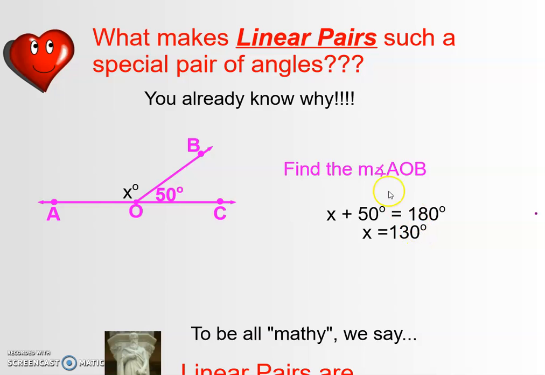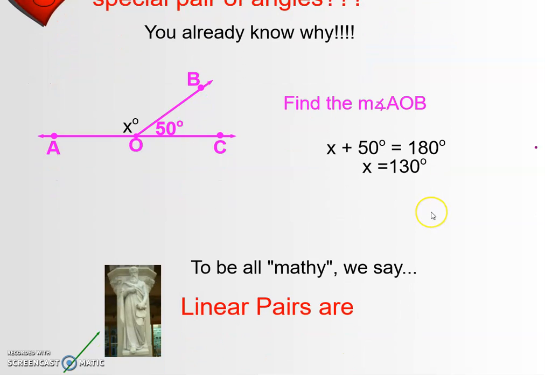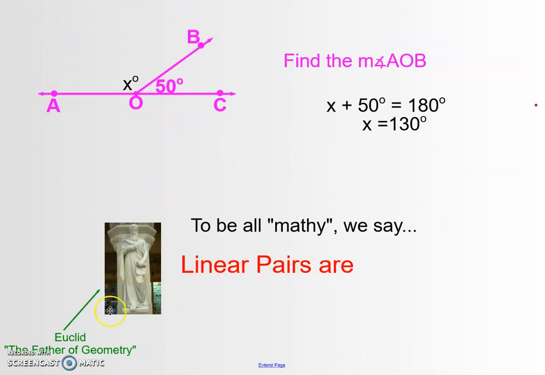So what's so special about linear pairs? Well, we know that linear pairs always add up to be 180 degrees. And if we were going to be really mathy, if we were going to please Euclid, who is the father of geometry, and we'll talk more about Euclid later on in class, but to be very mathematical, we know that linear pairs add up to be 180 degrees, or we could use our vocabulary words and say linear pairs are supplementary. They add up to be 180.